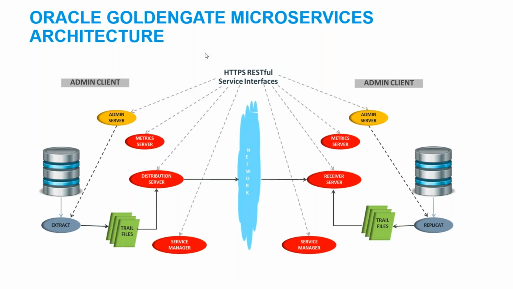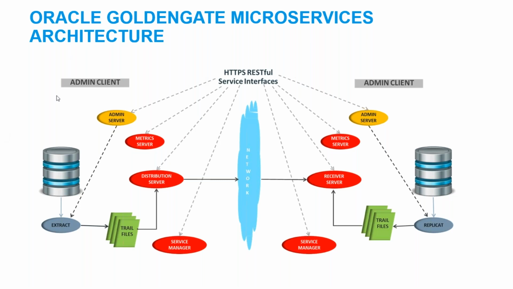Under distribution server, you have a distribution path created, which sends the data over TCP/IP network. Performance metric server is used to monitor the performance of the Oracle Goldengate environment. Receiver server receives the changes from distribution server and applies it to remote. Okay, so these are the advantages of Oracle Goldengate microservices, that these things run as a service. However, in classic, things run as a process.